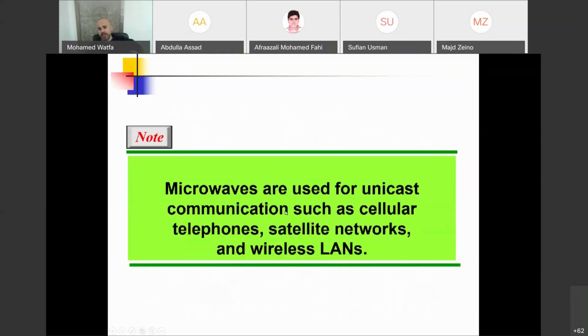So microwaves are used for unicast. Again, cellular, telephones, and so on use radio waves, or microwaves to be specific. LANs, Wi-Fi, all these are using microwave technologies.